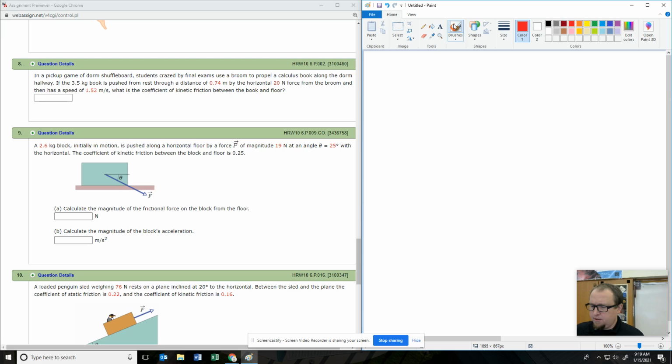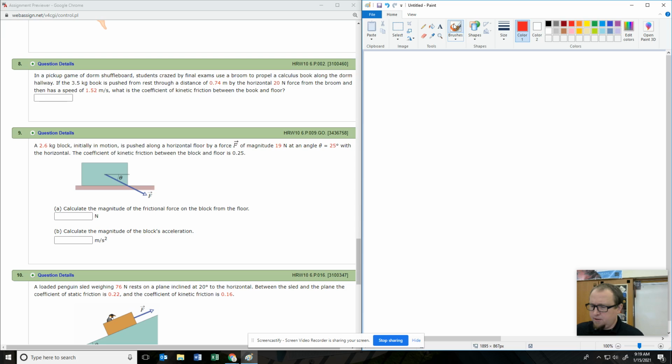But once it's moving, it's easier. So this is not static friction. This is now kinetic friction. So mu times normal. So we got 0.16 times mg cosine theta, which is 0.16 times 76 times cosine of 20, 11.4.